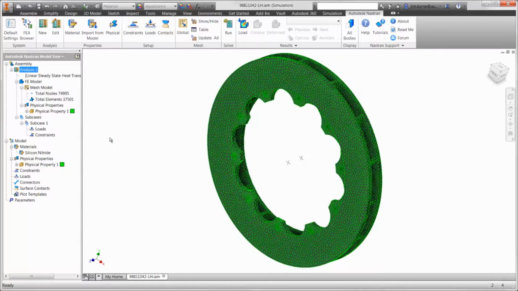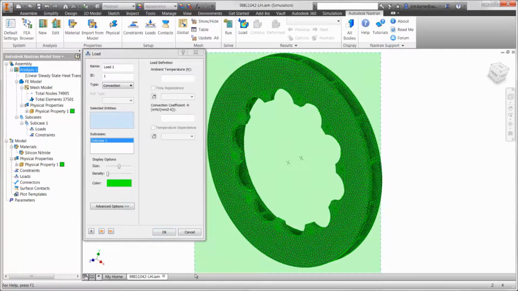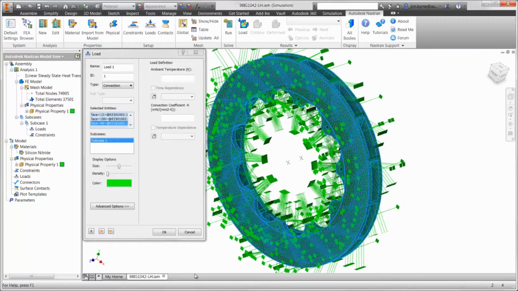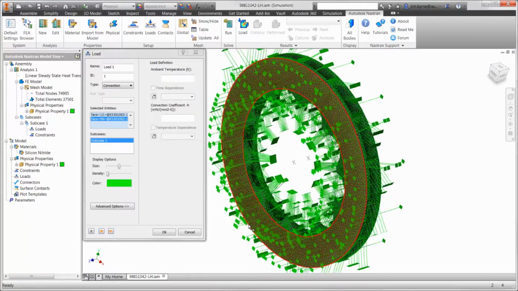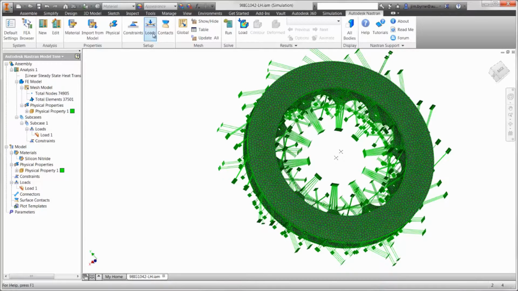For the first analysis, we'll apply the boundary conditions that simulate the heat flux generated from the friction between the brake pad and the rotor, as well as the rate this material releases heat into the surrounding air. All the faces need to be selected, except for the two faces that are coming in contact with the brake pad. We'll input the outside temperature of 293 degrees Kelvin or 70 degrees Fahrenheit. Then the convection coefficient based on the material and ambient airflow.